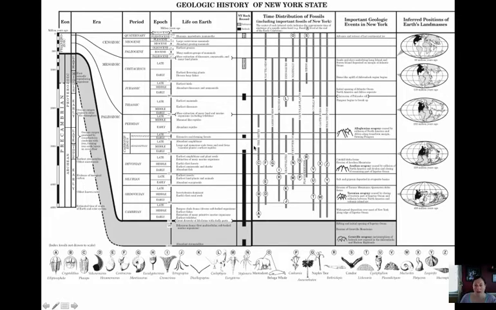Okay, now the other main section that we need to go over. Right here, the time distribution of fossils. These are the index fossils, which I'm going to write up here also. Okay, these are index fossils that are found in New York State. Index fossils found in New York State. That was better. I'm getting there.